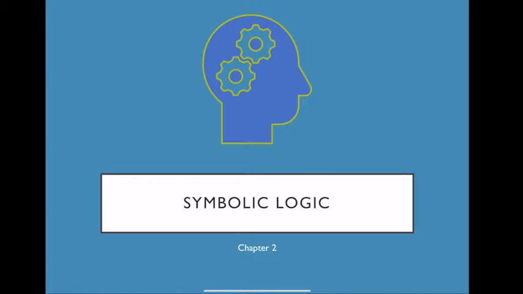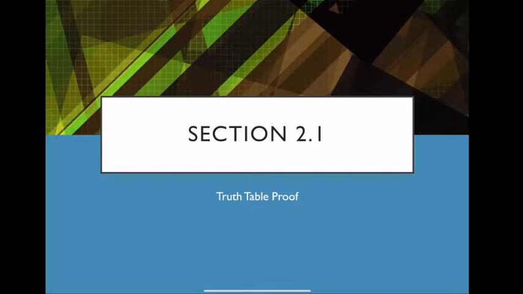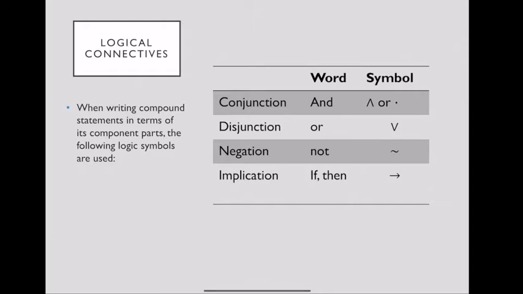So chapter 2 is going to be a little bit of a review of the last section in finite math, which covered logic. But we're going to be doing some new stuff with it. So stick around. Section 2.1 is all about truth table proofs. That's what we did in finite math, so this section should be a little bit of a refresher, which is always nice to have.